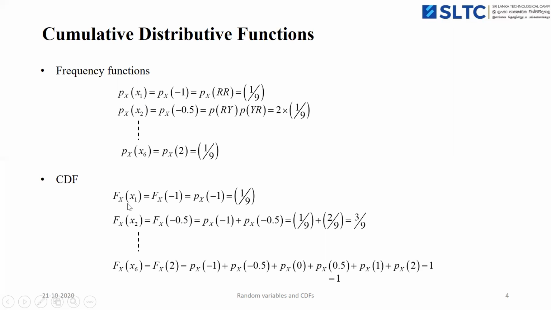So for the first, fx of x1, we can directly take the probability function px of minus 1, the first point of the frequency function. But for fx of x2, we need to add two frequency functions, that is px of minus 1 plus px of minus 0.5. In that way, for every numerical value, we accumulate the frequency function in ascending order. For the last numerical value x6, the CDF function fx of x6 is equal to fx of 2. In that, we add all the frequency functions from px of minus 1 to px of 2. By adding all of them, it will be equal to 1.